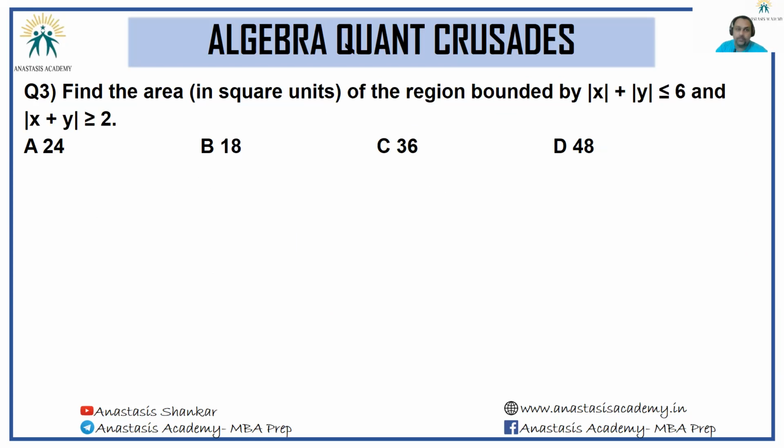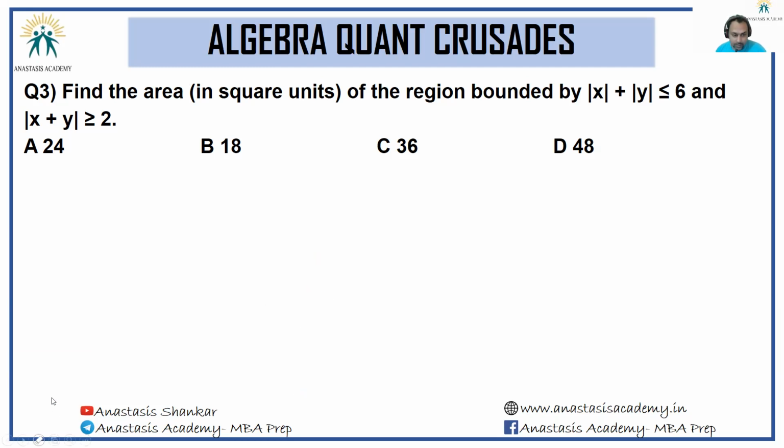Okay. Next one. Find the area in square units of the region bounded by mod x plus mod y less than or equal to 6. Okay, let me try to draw a diagram which is not as bad.